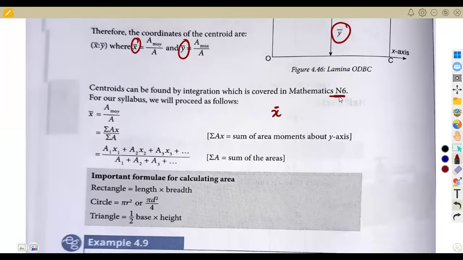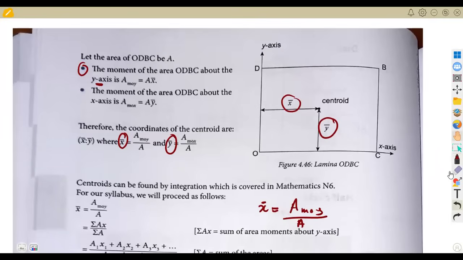I talked about this, that we're going to cover this in N6. You will enjoy it when you're talking mathematically. So x bar is equivalent to the area moment about y over the area. Take note, this is the distance from the y-axis. We are going from the y-axis this side, and this is the x bar. So from the y-axis, you use the area moment about the y-axis over the total area.